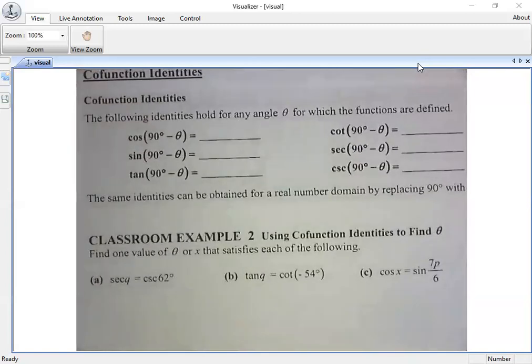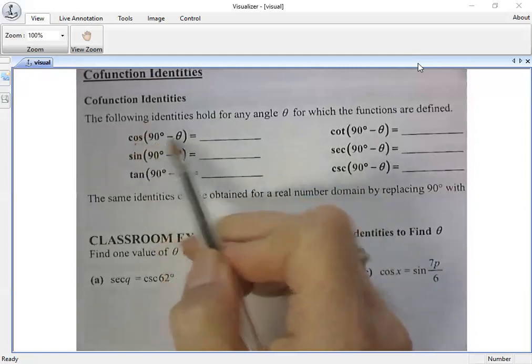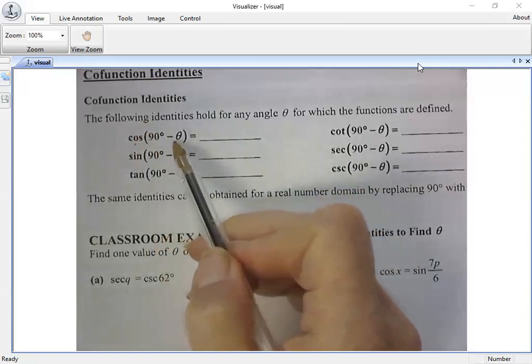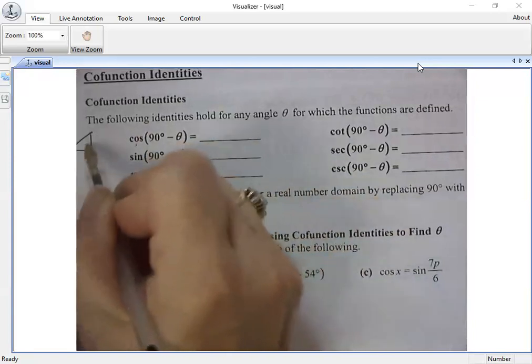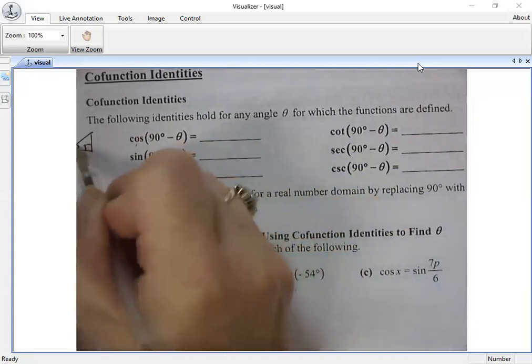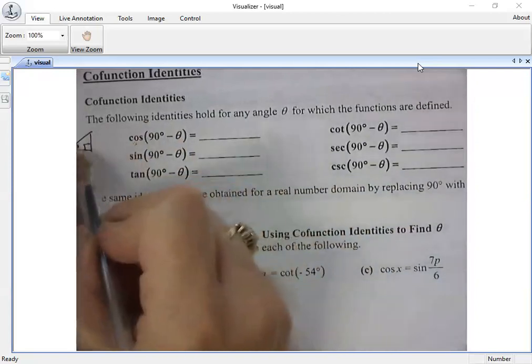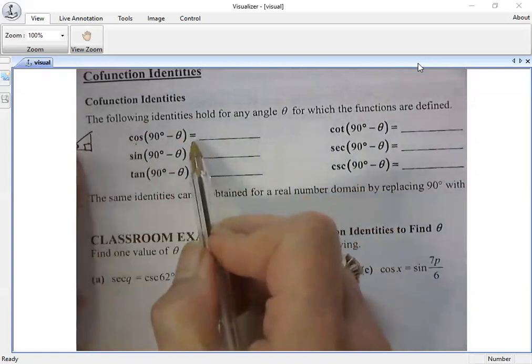So here are some cofunction identities. We've actually talked about these before. This is just a reminder. The cosine of 90 degrees minus angle theta. Okay, think about that for a minute. If we were talking about a right triangle, and this is angle theta, and I have the cosine of this angle, that's going to be equal to what?